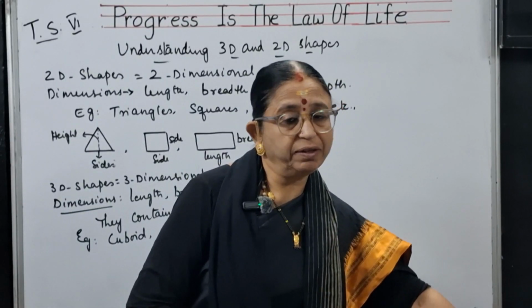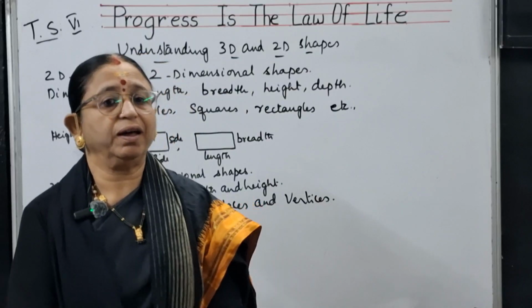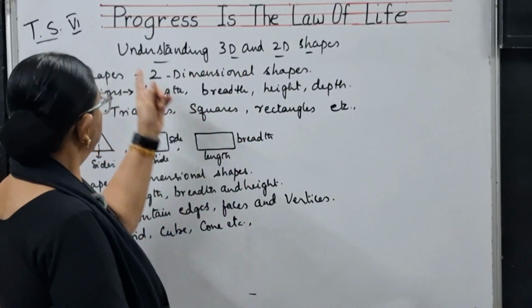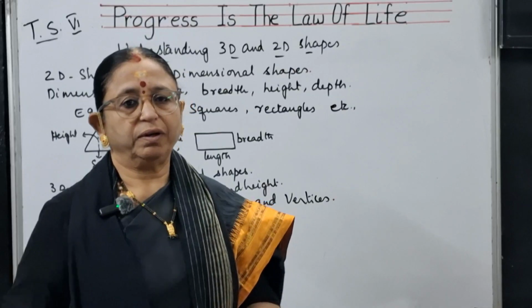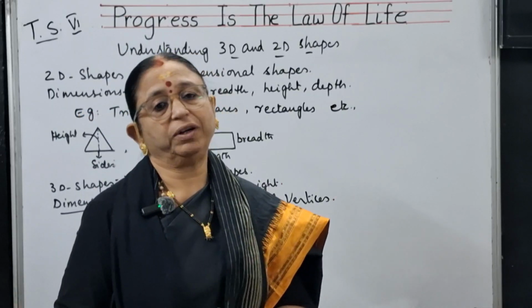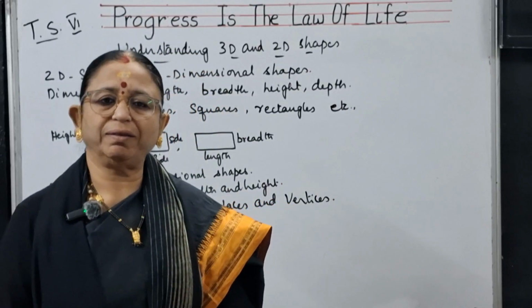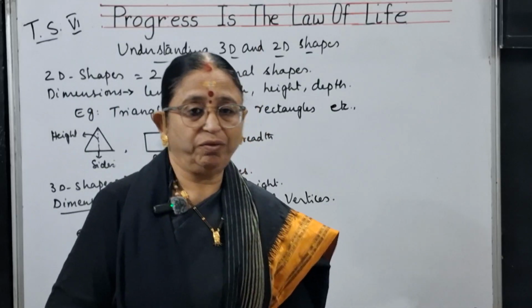I am now dealing with 6th class maths. This is the last chapter. It is understanding 3D and 2D shapes. What are these 3D shapes? What are these 2D shapes? First let us see 2D shapes which you know very well.